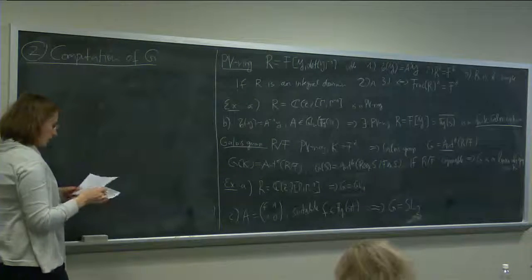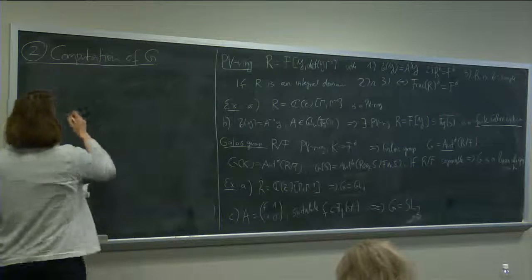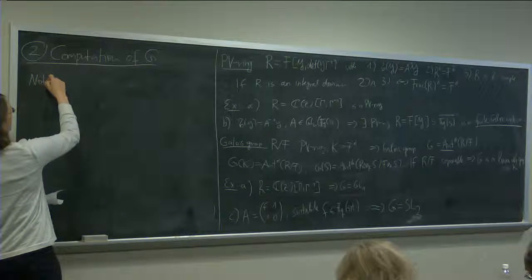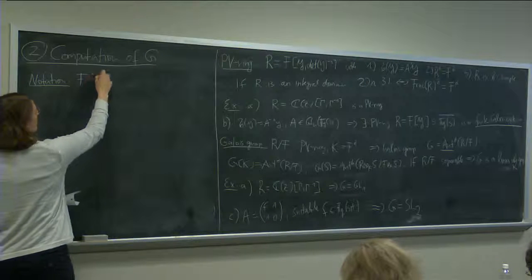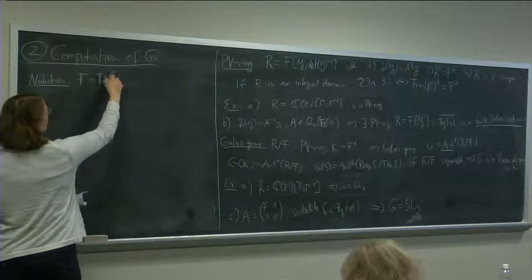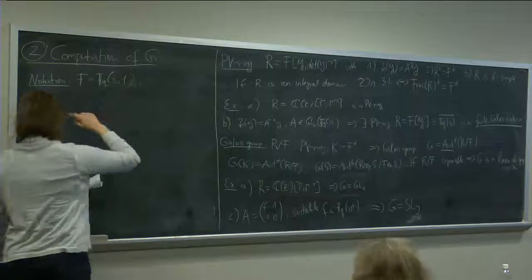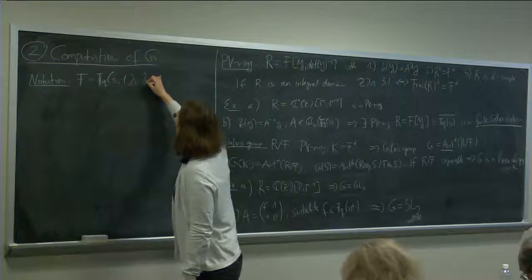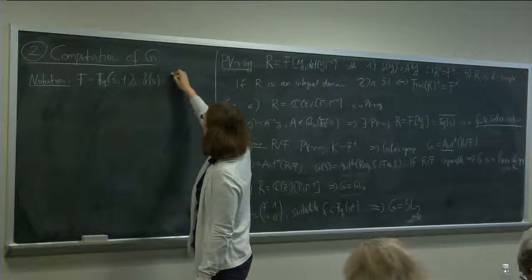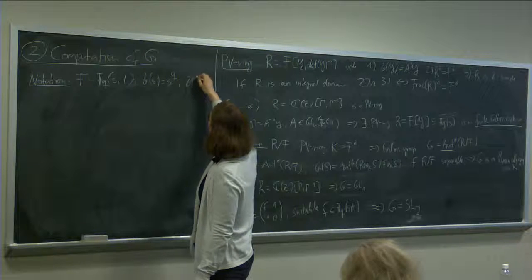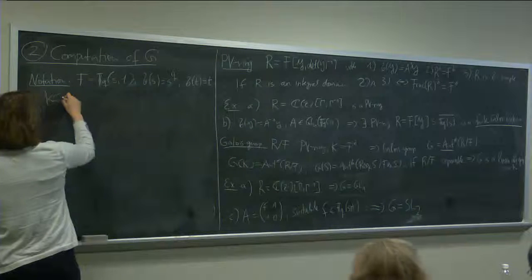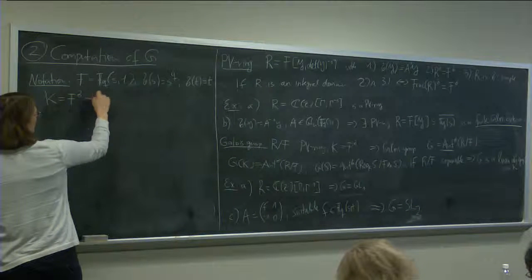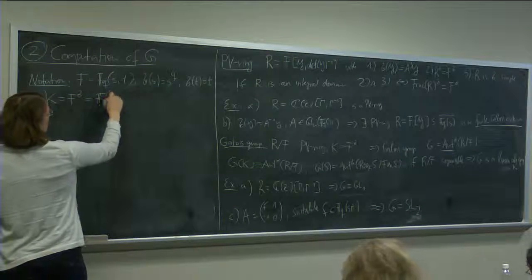So from now on, I will only talk about characteristic p. And the base field is always this one, where q is a power of p, and k is the field of constants, which is F_q adjoined.